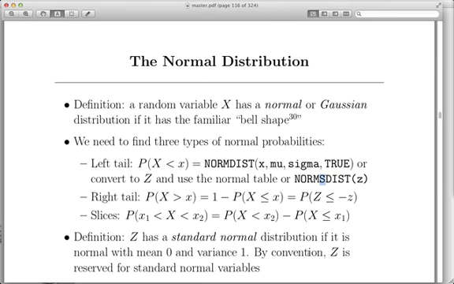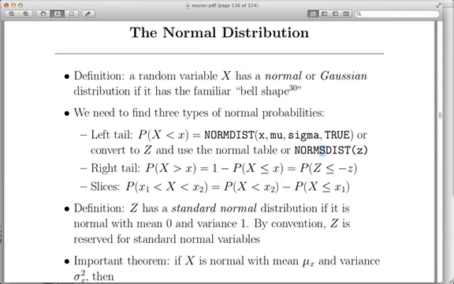So let's talk a little bit about what a standard normal distribution is. A standard normal distribution is a pretty important concept for us. It's just a normal distribution that has a mean of 0 and a variance of 1. By convention, whenever we have a distribution that has a mean of 0 and a variance of 1 and it's normal, we're going to use the letter Z for the random variable. So whenever you see a big Z, chances are it means a standard normal random variable.